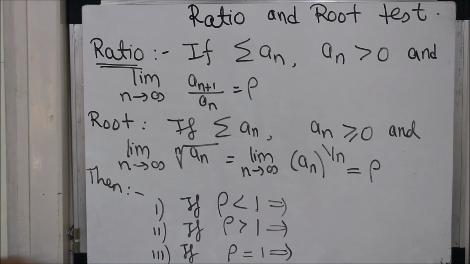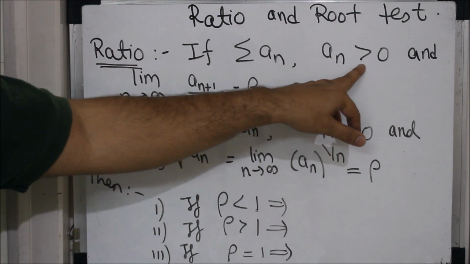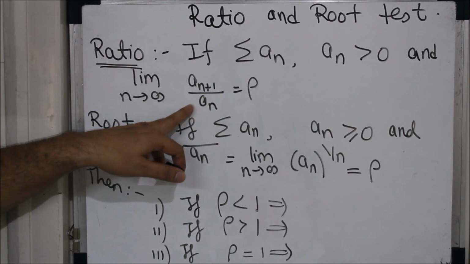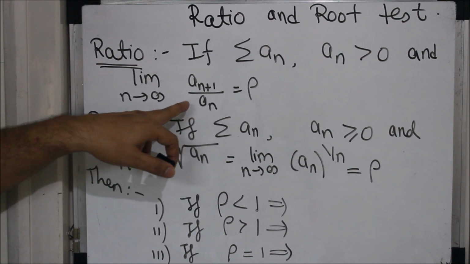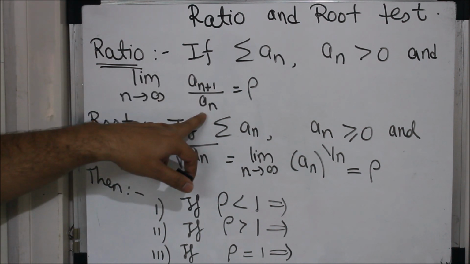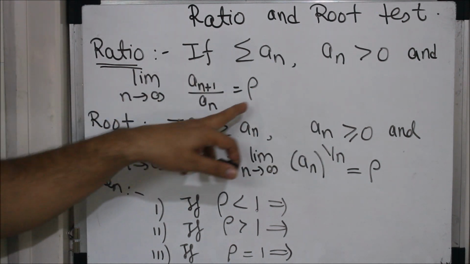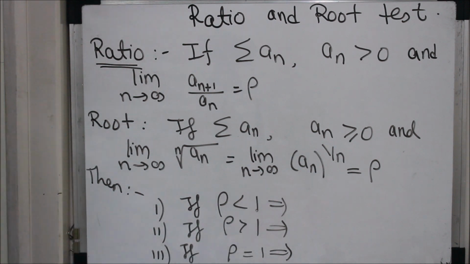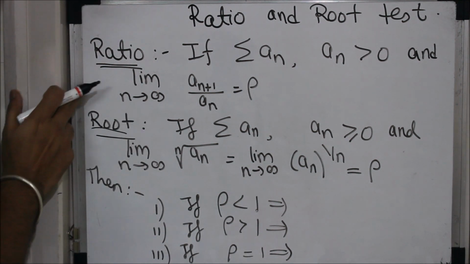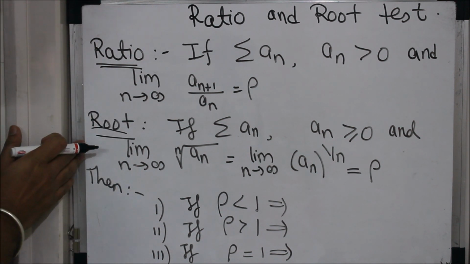What does it say? If you have a series with terms a_n strictly greater than 0, and you take the limit of a_(n+1) upon a_n. Here you can see that we are dividing by the terms of the series, that's why we need them non-zero. So we find this limit and let's call this limit rho. Okay, and what does the root test say? I mean, it's not complete yet. They both give the same conclusion, so I'm just stating the main part.